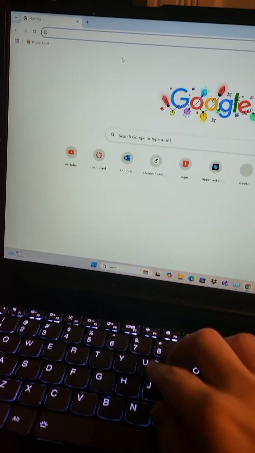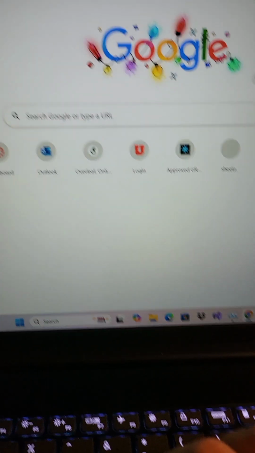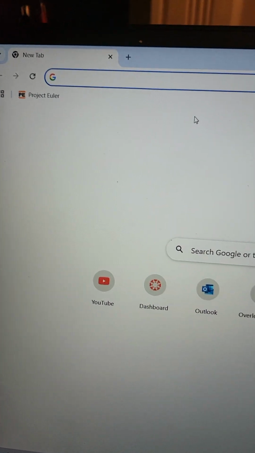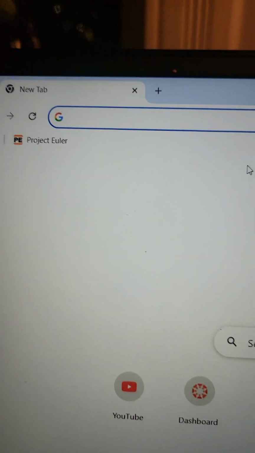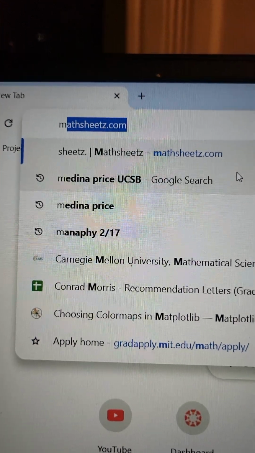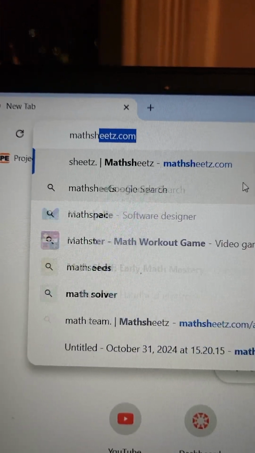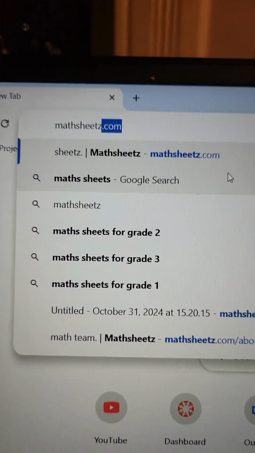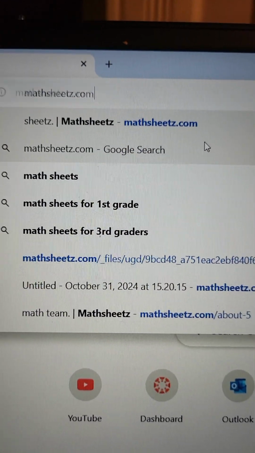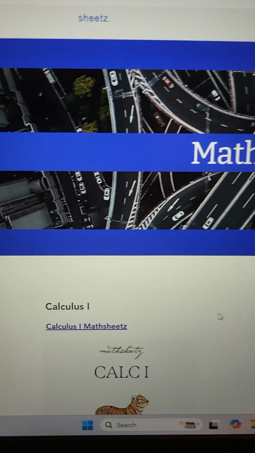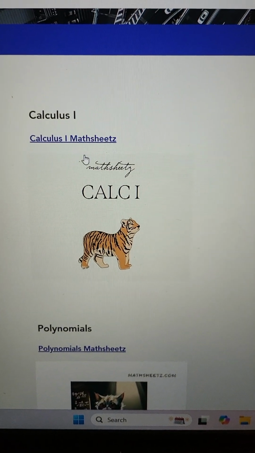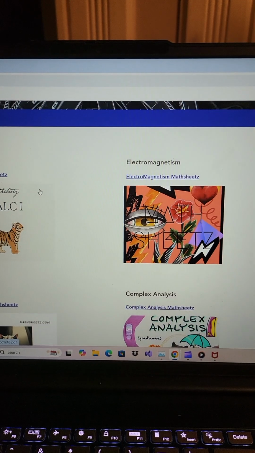Guys, so those of you who want to learn how to study calculus, well, I can't tell you exactly how, but I do have one resource. And that would be, if you go to Google and you search mathsheets.com right here, then this is my website, mathsheets.com, and I created a bunch of free learning material for various subjects.